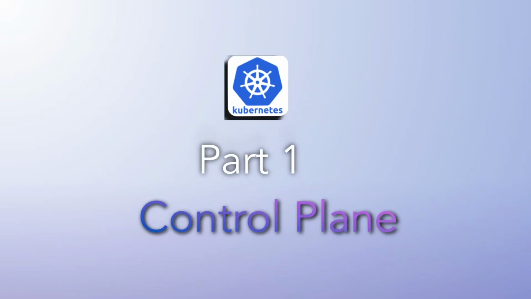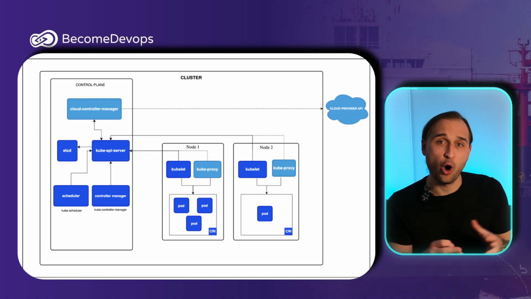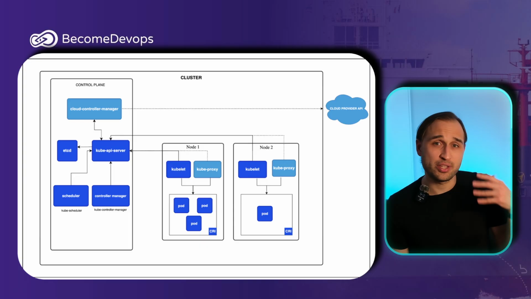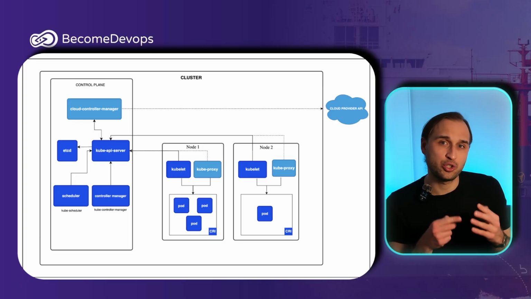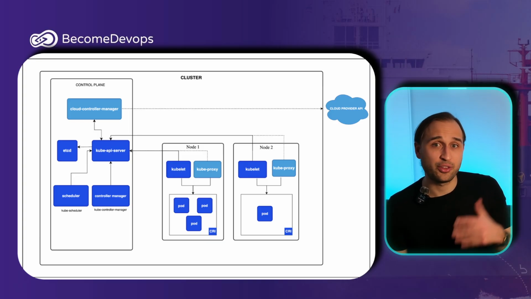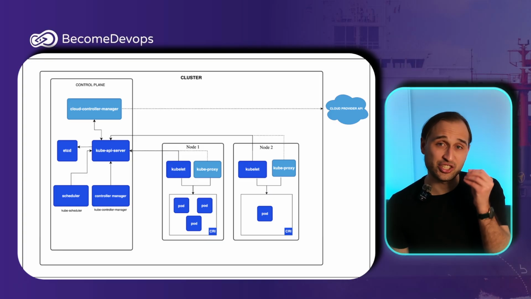Part 1, control plane. The control plane is the central management server, or brain, behind the Kubernetes cluster, responsible for the desired state of the cluster. It consists of 4 parts. First is the API server, which acts as an interface for managing the cluster and communicates with all of the components. Second part is the scheduler.